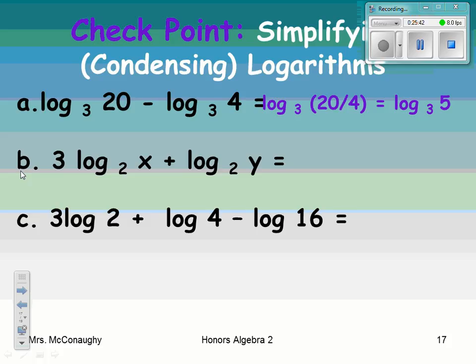All right, letter B. I've got to take this 3, make it an exponent again. So it's going to be log base 2 of x to the third. I have a plus sign, so this is a multiplication. So I've got x to the third times y. Remember, the inverse of adding would be multiplication. Inverse of subtracting is division.